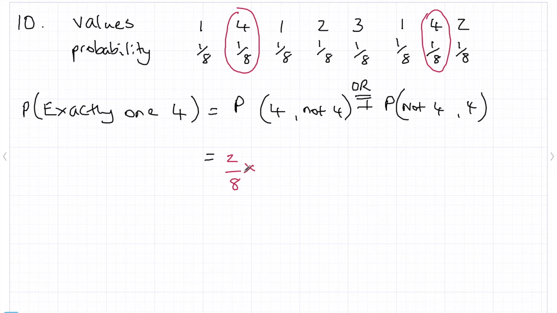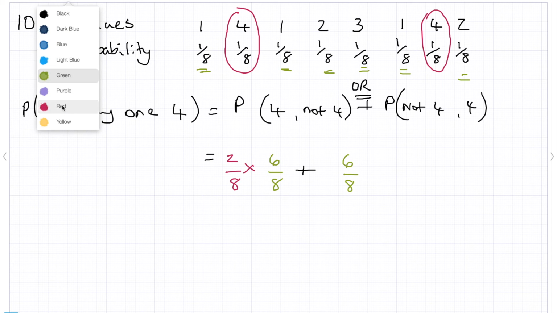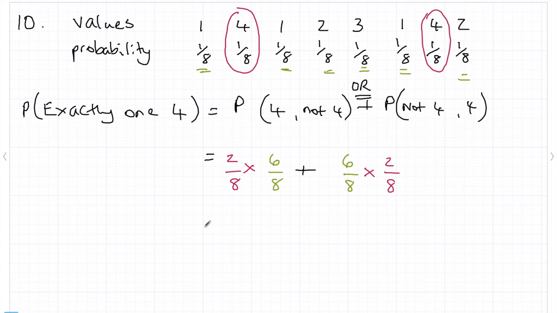So the probability of a 4 is 2/8 times not a 4 must be 6/8. And in a similar way, not a 4 is 6/8 times a 4 is 2/8. So the final answer is 3/8.